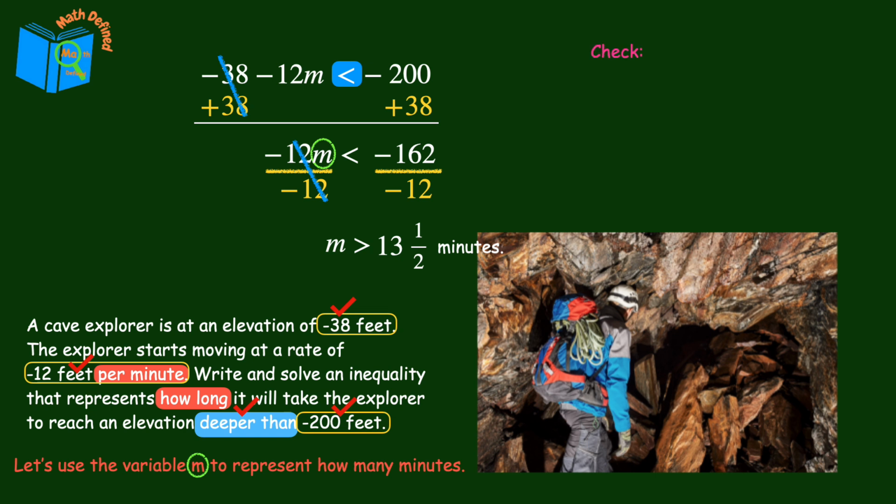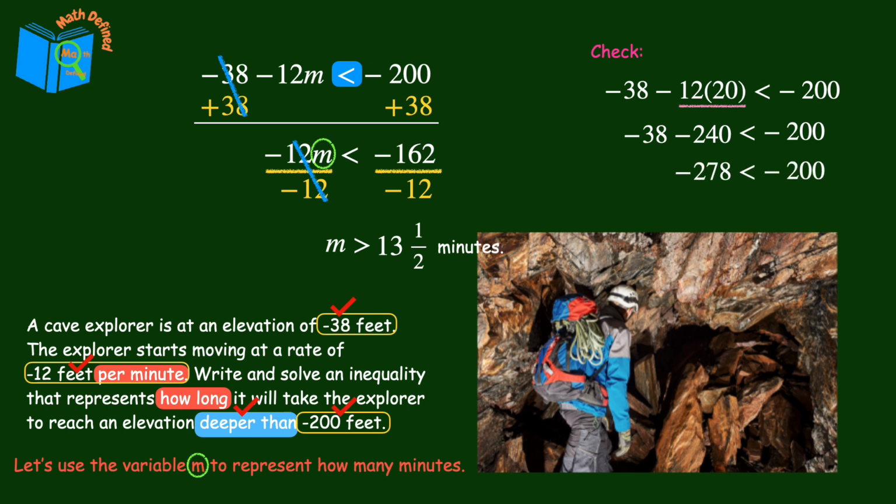But let's check it. We need a value greater than 13.5. Let's use positive 20. On the left side, negative 12 times 20 is negative 240, and negative 38 plus negative 240 is negative 278. Is negative 278 less than negative 200? Yes, our solution is correct. I hope he has a good flashlight with him.